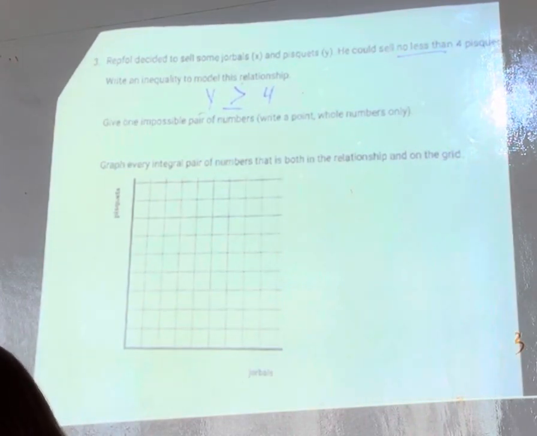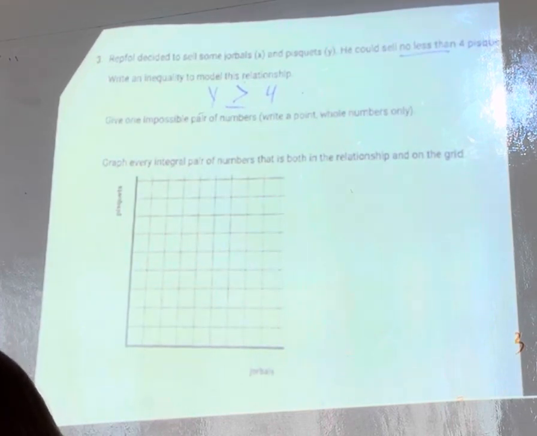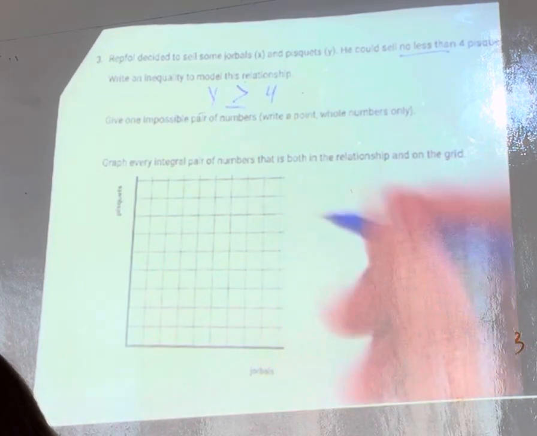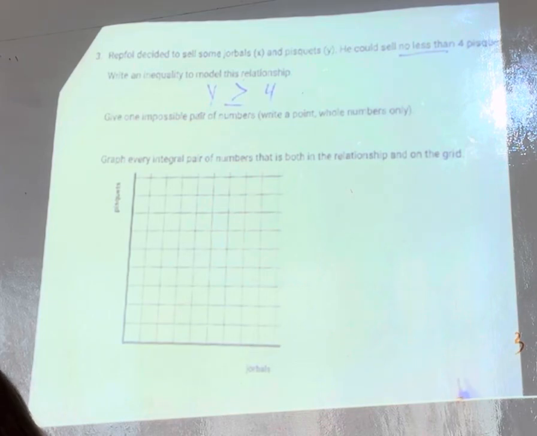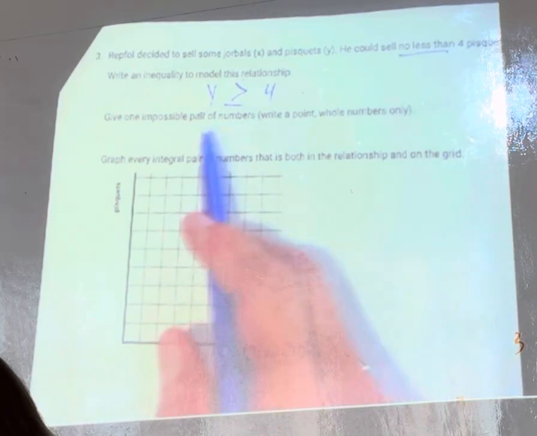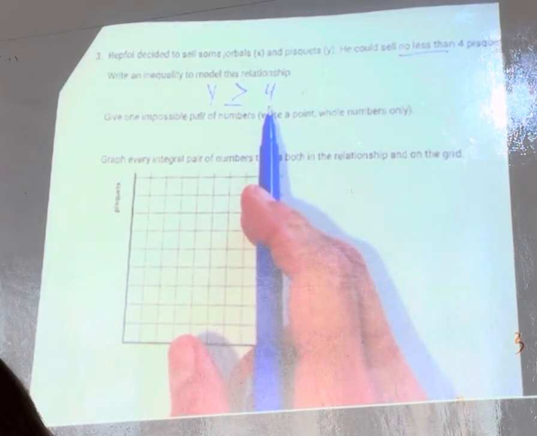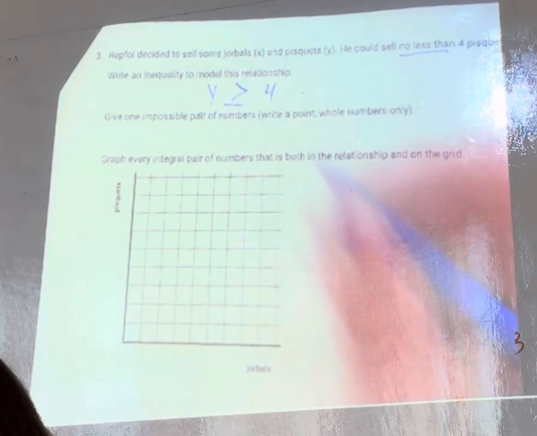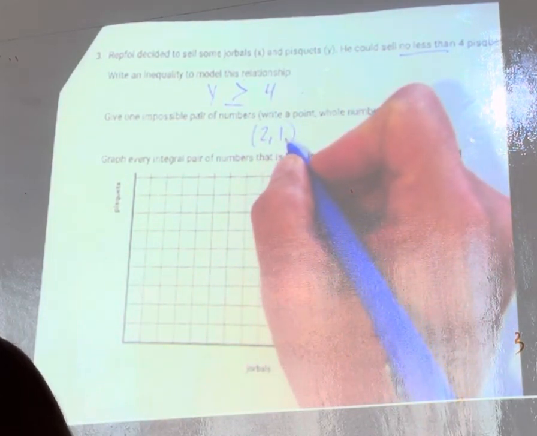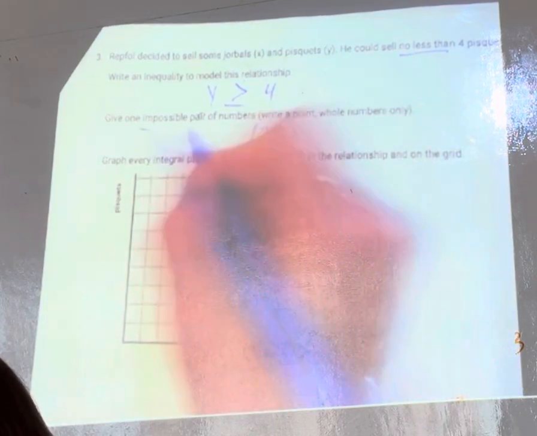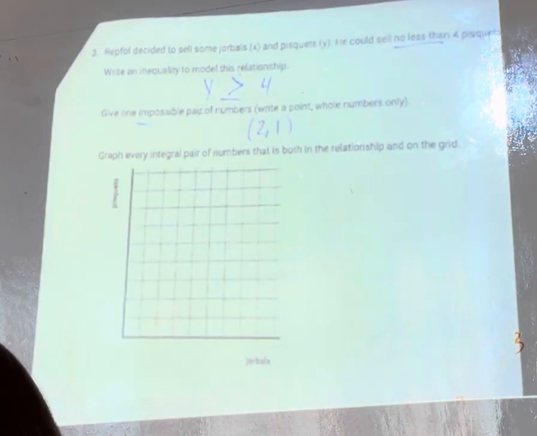Make sure it's not just one item. So give one impossible pair of numbers. So what would be impossible? 0, 0. There's a lot of different answers. So you just need your Y value to be less than 4. Impossible would be a false answer. Okay, so segment or ray?